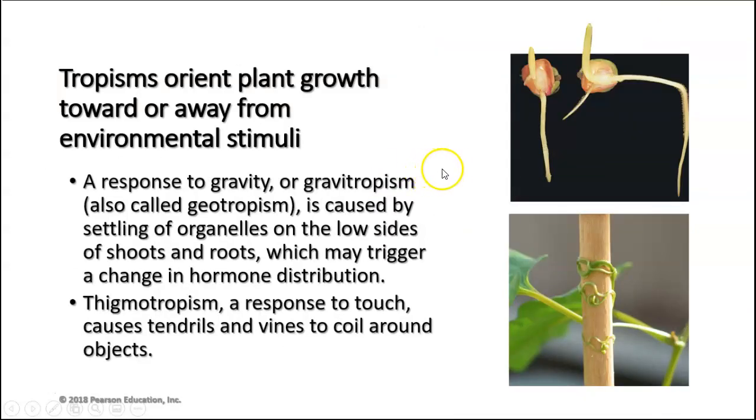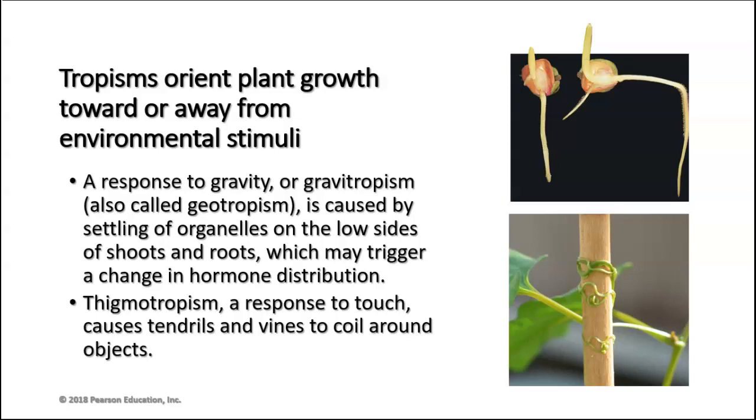Tropisms also can have different kinds of effects. The response to gravity is called gravitropism, or also called geotropism, and that is caused by the settling of organelles on the low sides as a response to gravity, and that can trigger a change in the hormone distribution that is there. And so that's why roots grow down and stems grow up. Roots exhibit positive gravitropism because they're growing toward the force of gravity, and stems exhibit negative gravitropism in that they have a tendency to grow away from the force of gravity.